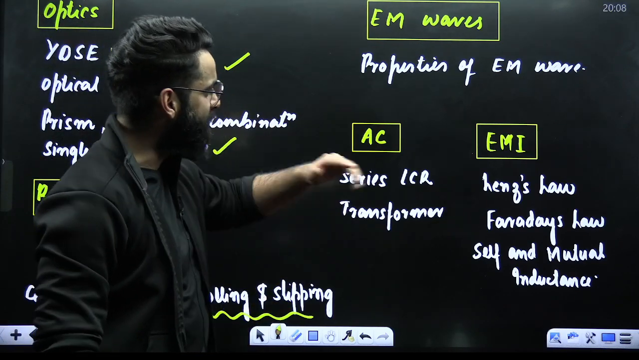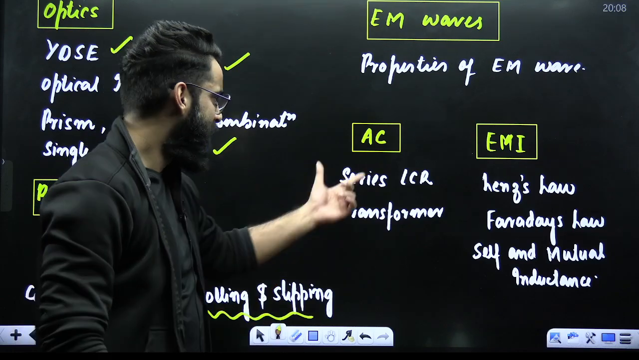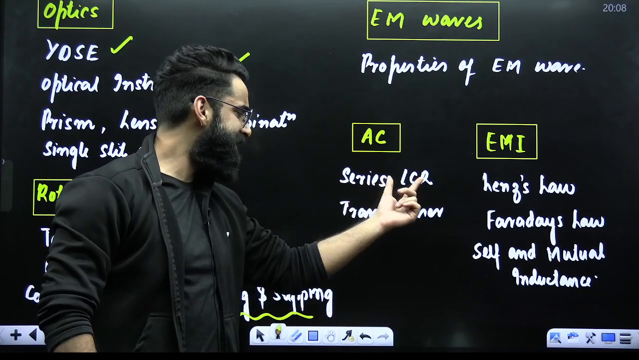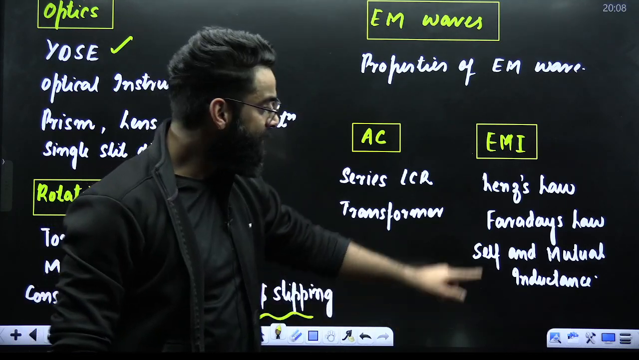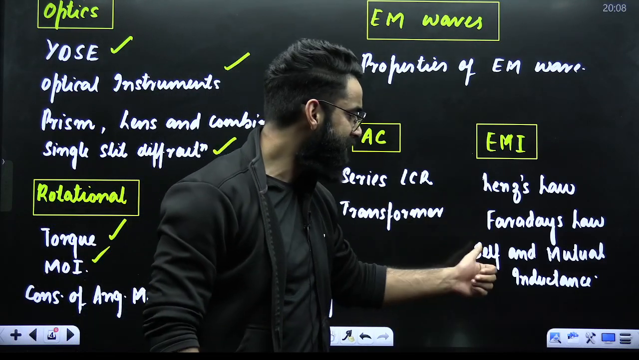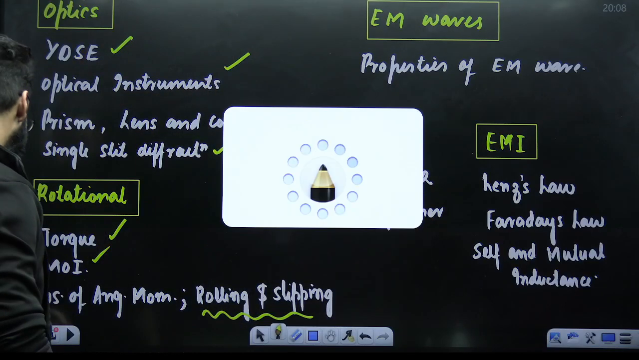When it comes to your EM waves, properties of EM waves are important, right? That's the only thing. In your AC, series LCR and transformer, right? Similarly, in your EMI, Lenz's law is there, Faraday's law is there, self and mutual inductance is there. Again, short topics from this particular chapter as well.